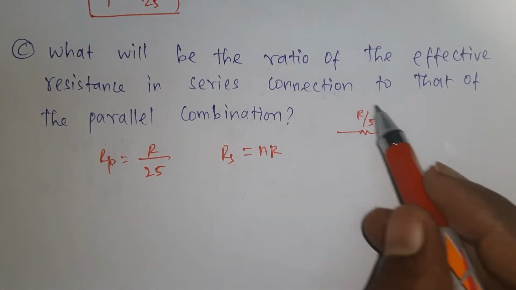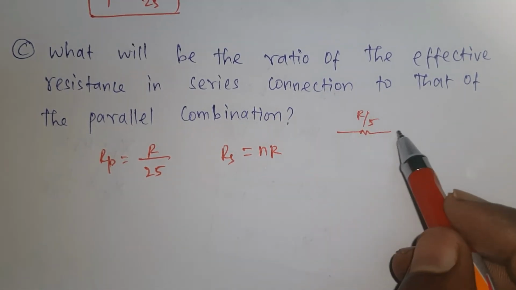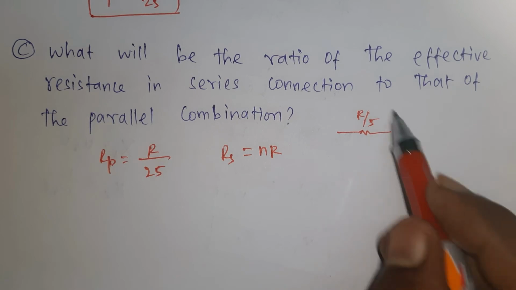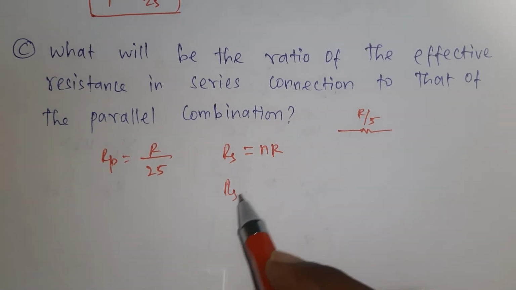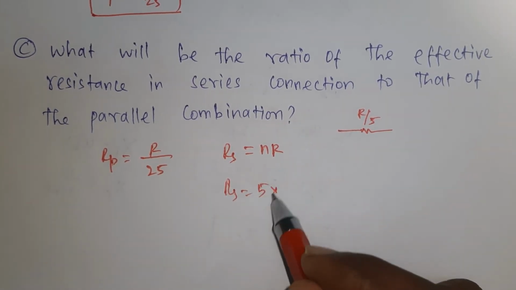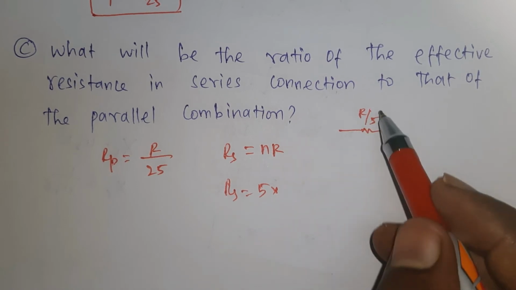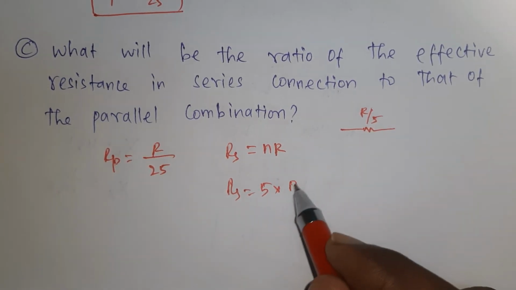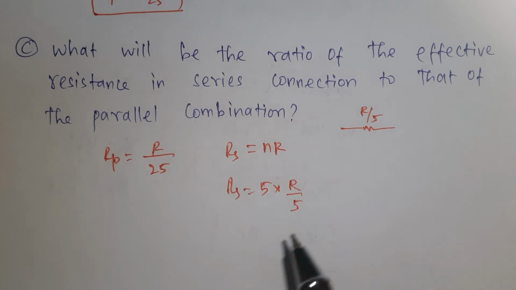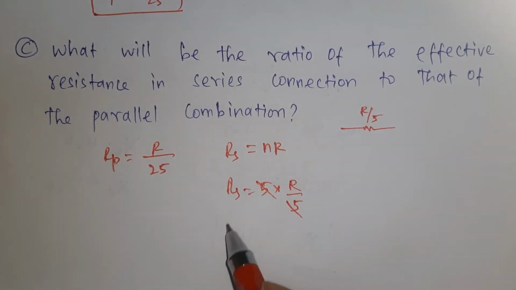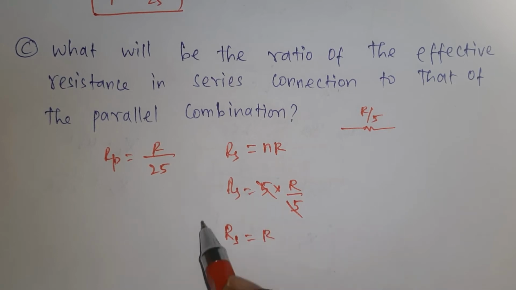So how many resistances like this? 5 equal parts, so 5 resistances are there. So Rs = N times R, N is 5, and the resistance of one resistor is R/5. So this 5 is going to be cancelled. Now the effective resistance in series is equal to R.